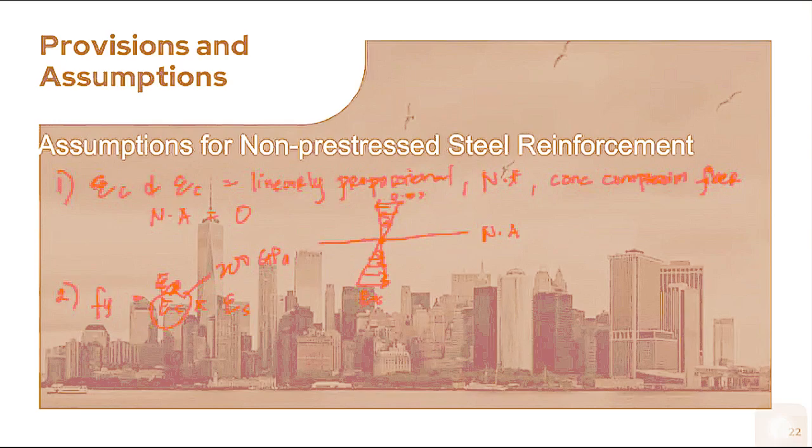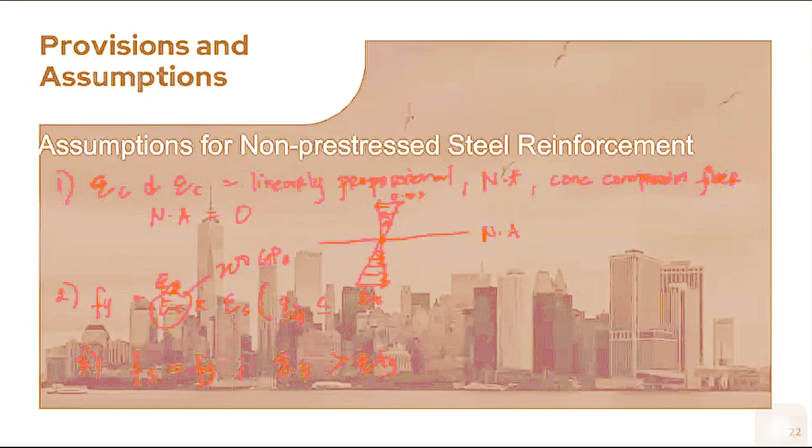So, this is for case 1. But in case 2, if Fs is equal to Fy, so nag-yield yung steel, that is epsilon S or epsilon T is greater than epsilon Ty. Ito is if epsilon T is less than or equal to epsilon Ty.